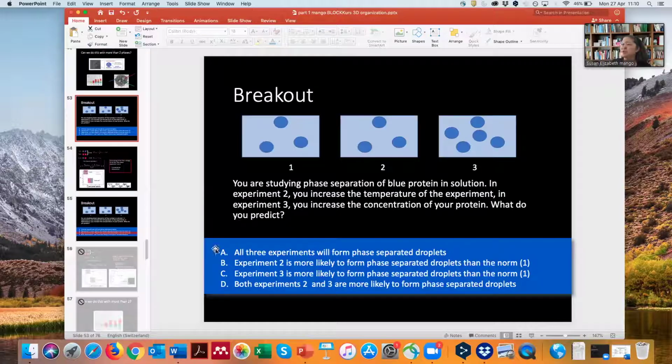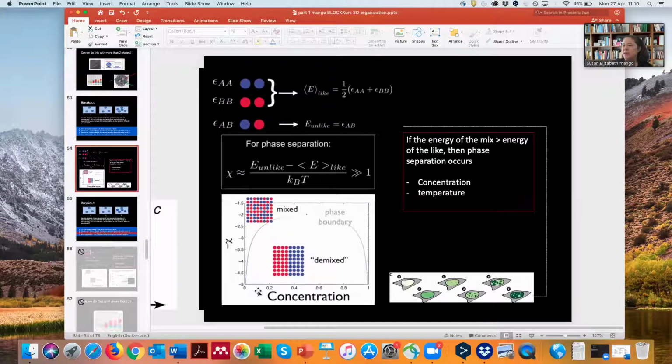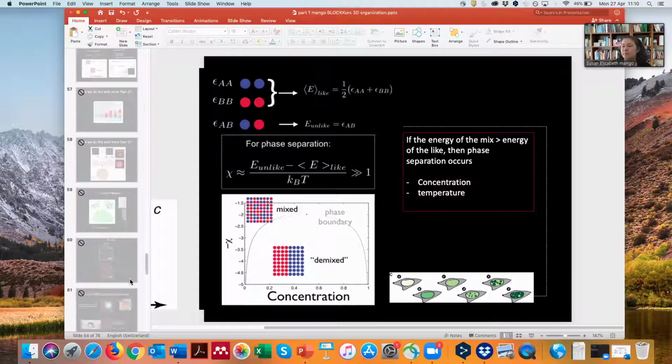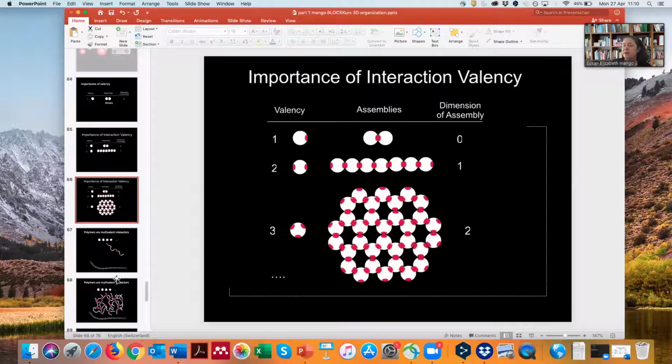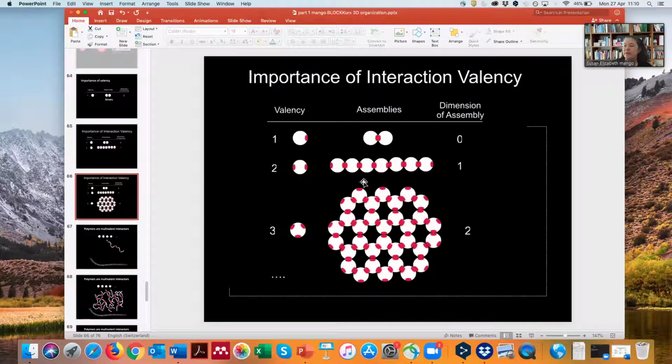And we did another breakout, asking what kinds of things influence phase separation. And what we find is higher concentration, more interactions, favors demixing. And also higher temperature disrupts these interactions, and so it favors mixing. And then we looked at the valency. I'll just jump ahead. The more places you can interact, the more kinds of assemblies you can make.